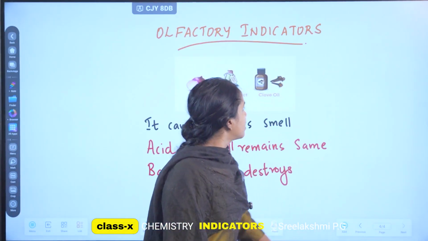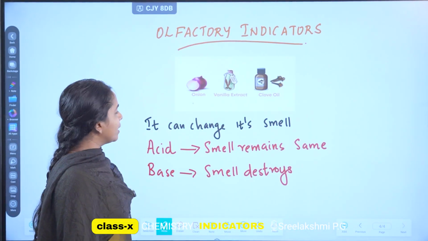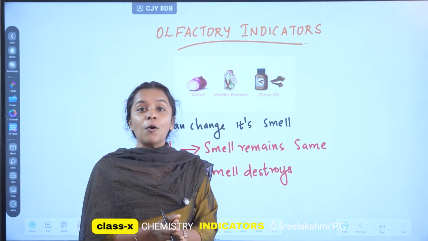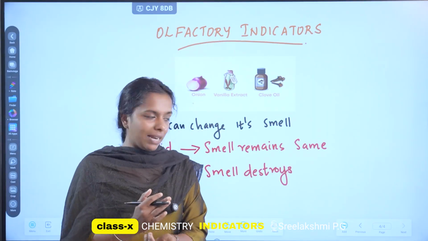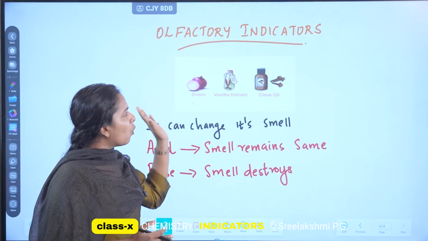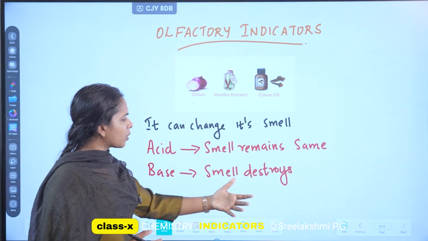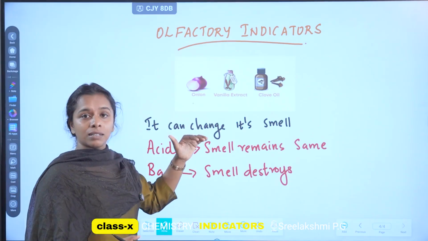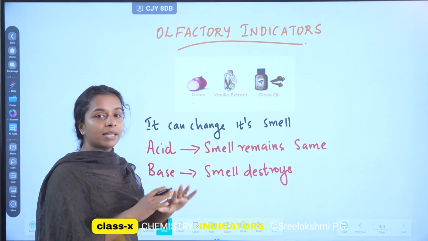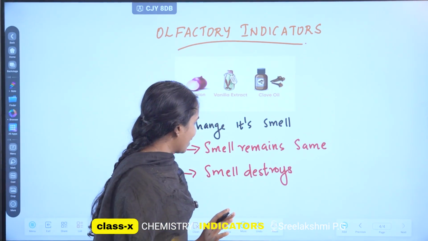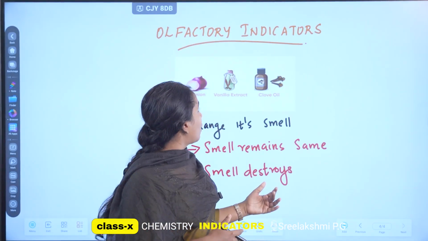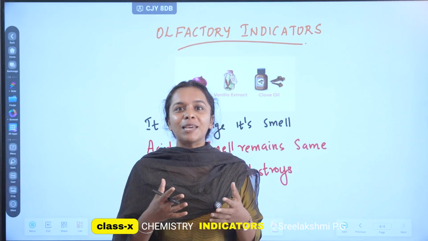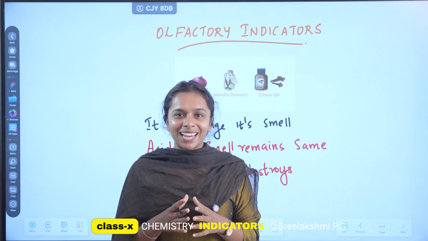And the last one is olfactory indicators, which will help you to find out whether the solution is an acid or base by using the smell. That means in presence of base, all these indicators will destroy their smell, and in case of acid, the smell remains the same. So that's what we have for indicators. After this, we will study about the chemical properties of acids and bases.